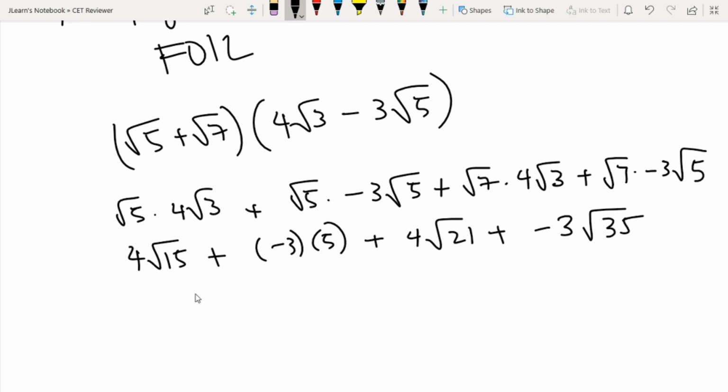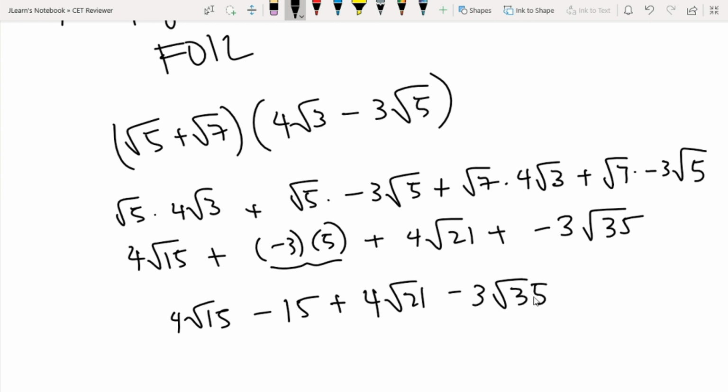Okay? So now, let's combine yung mga terms. So let's just get the product of this. This will be 4 square root of 15 minus 15 plus 4 square root of 21 minus 3 square root of 35. So meron ba tayong pwedeng i-combine na terms? Let's see. Wala. No? So this will be already our answer.